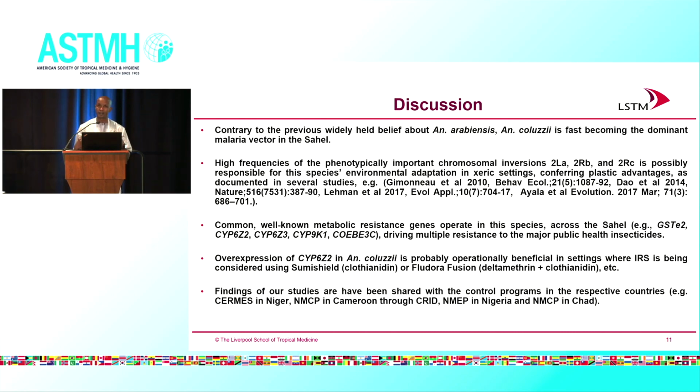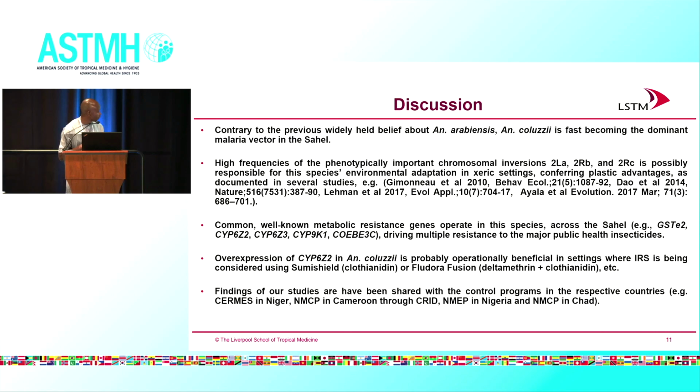I would say contrary to the data from before, where if you ask randomly, people tell you that when you go to the Sahel, what you see is some Anopheles arabiensis. These days, what we are seeing in those drier regions is Anopheles coluzzii becoming very, very dominant. And this is not surprising because coluzzii is known to have a high frequency of the epidemiologically important chromosomal inversions 2RA, 2RB and 2RC, which have been linked to thermotolerance, desiccation resistance, and environmental flexibility.